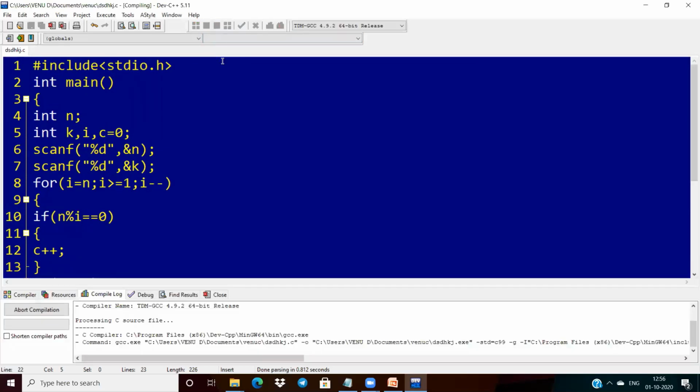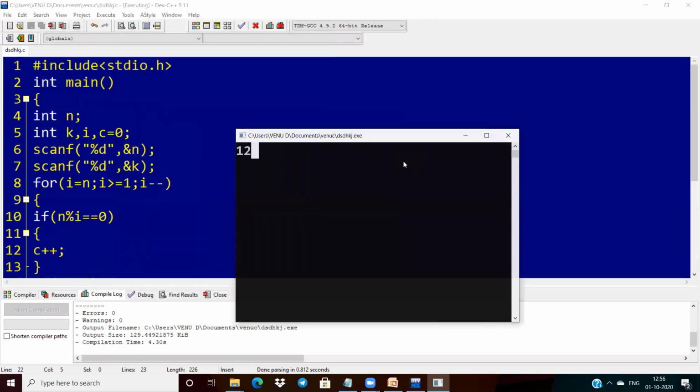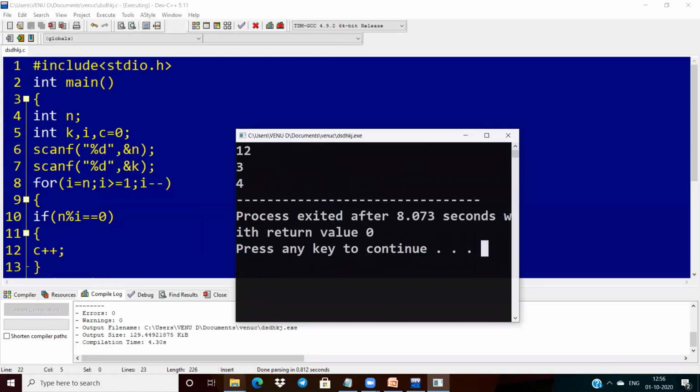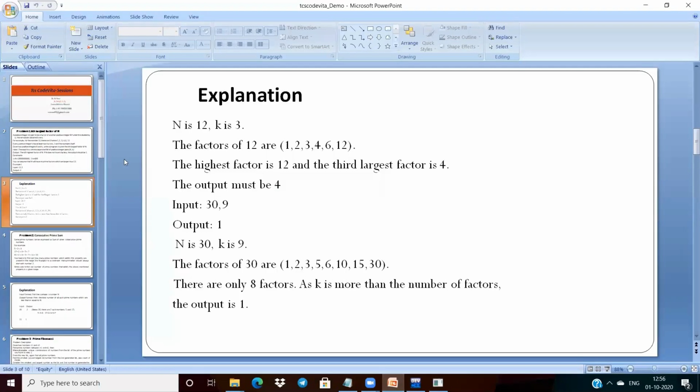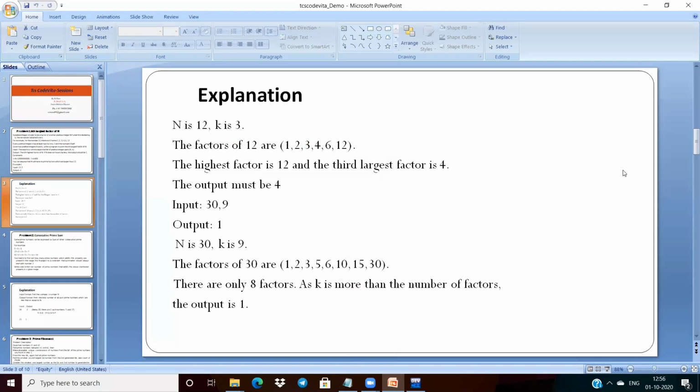Compiling the code. First of all, I'm giving 12 here, and next I want to get the third largest factor. Then the expected output is this. So if our input n is 12 and k is 3, then the output must be 4. See how we achieved this here?